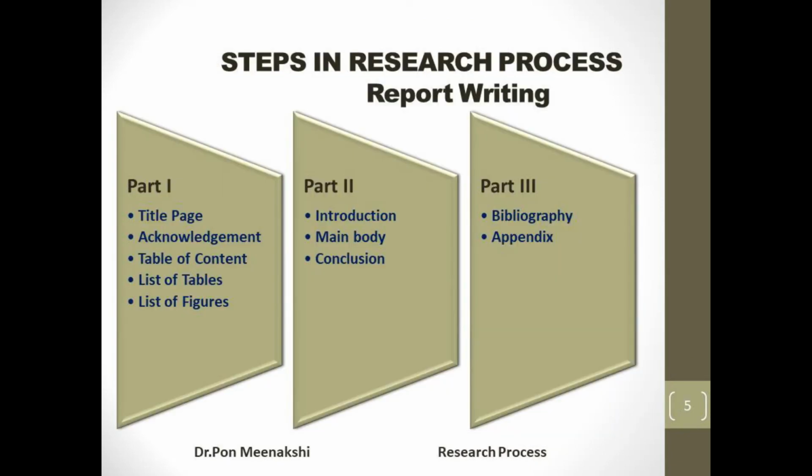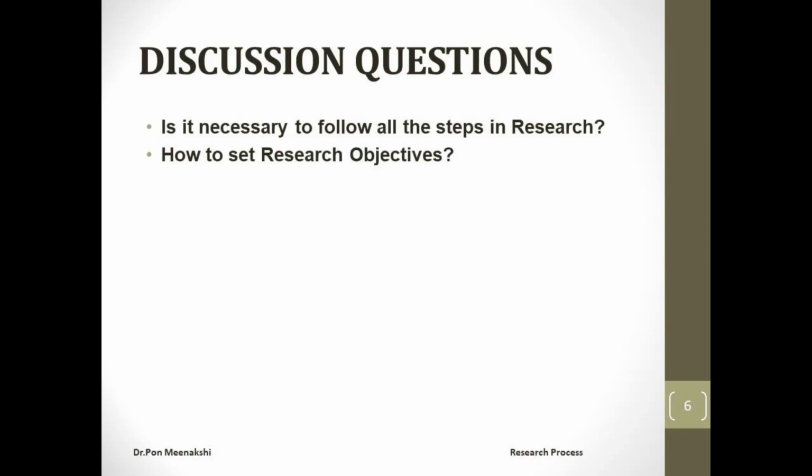It is broadly classified into three categories: Part 1, Part 2 and Part 3. Part 1 has the title page, acknowledgement where we thank someone, table of contents, list of tables, and list of figures. These are the primary parts. Part 2 is introduction, main body and conclusion. Part 3 is bibliography and appendix. The next one is discussion questions. Is it necessary to follow all the steps in research? How to set a research objective? Just do a discussion. For any clarification, please comment.